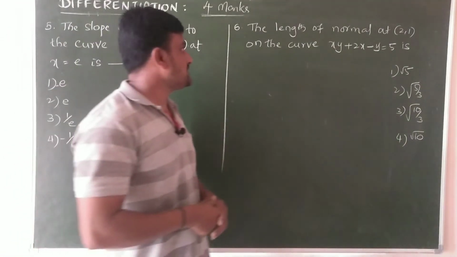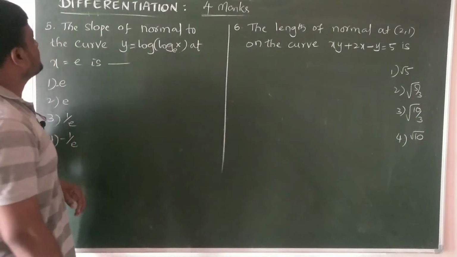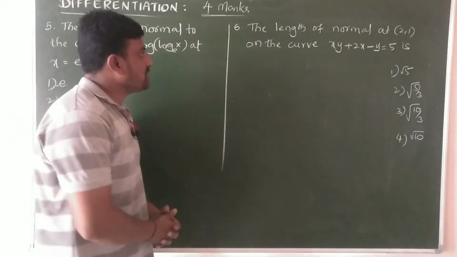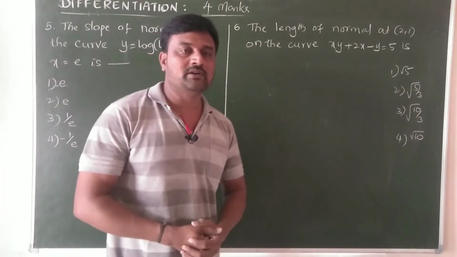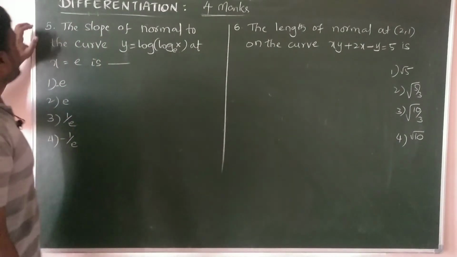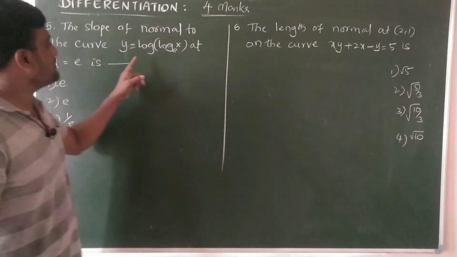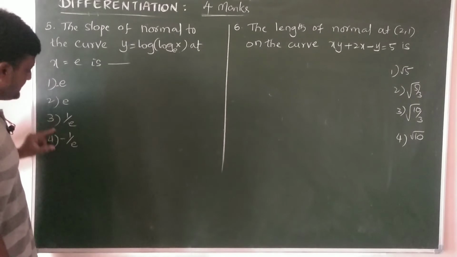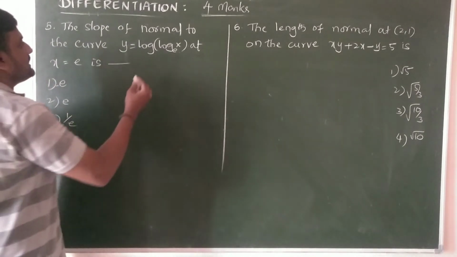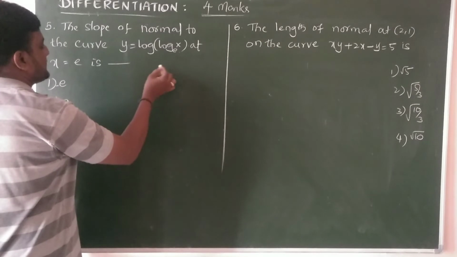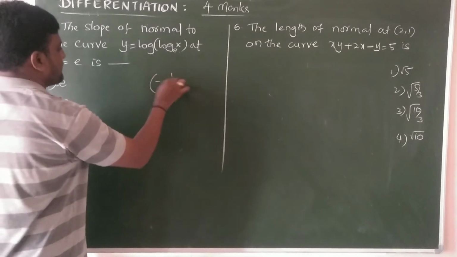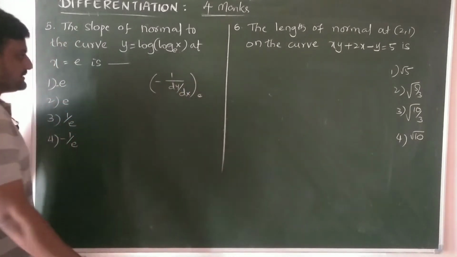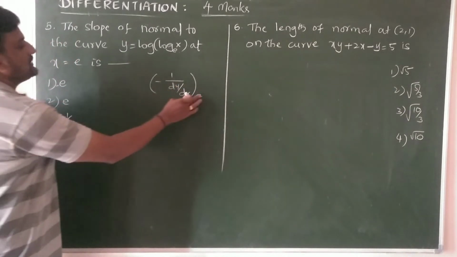From tangents and normals of derivatives, let us do more problems from the tangent and normal topic. Here, the slope of the normal to the curve y equals log of log x base e at x equals e is minus e, 1 by e, minus 1 by e. We know clearly the slope of the normal should be minus 1 by dy by dx at e.